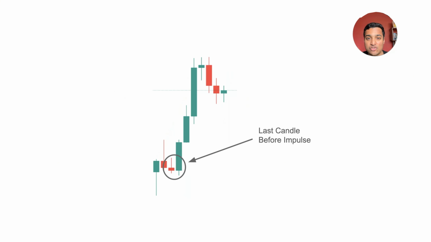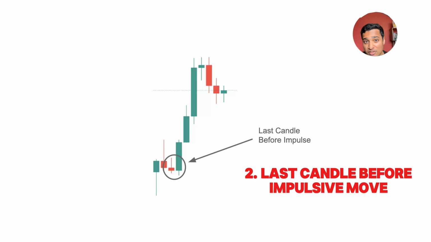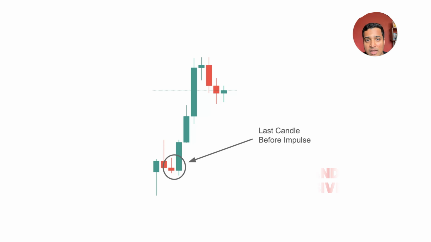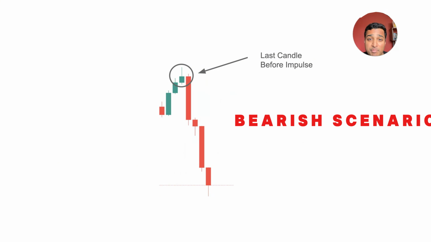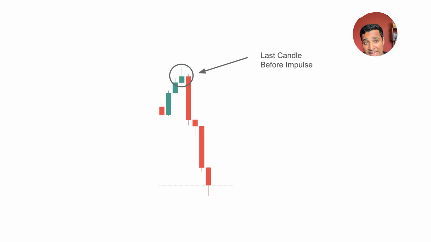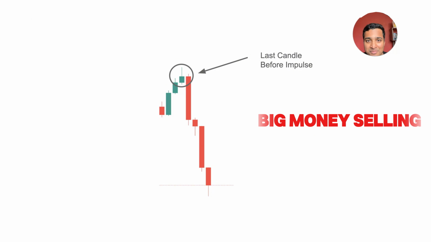The next step is to identify the last candle before the impulsive move. And in a bullish scenario, this is usually the red or bearish candle before the impulsive move. This is where big money are buying from. Similarly, in a bearish scenario, the last candle before the impulsive move is usually the green candle, and this is where big money are selling from.